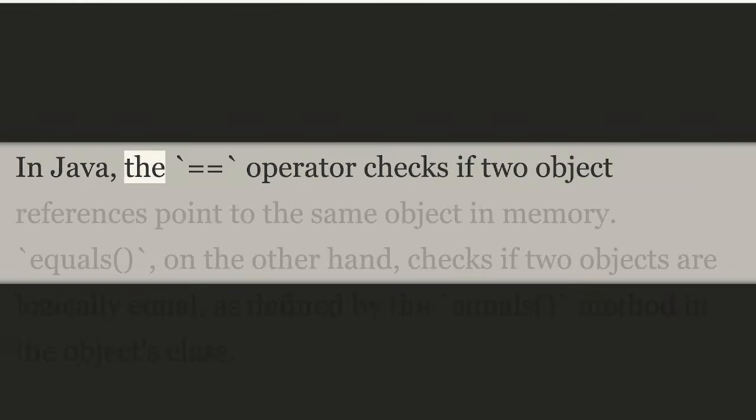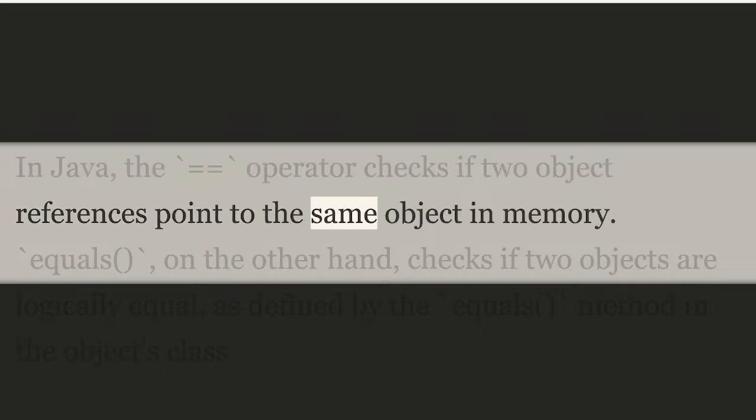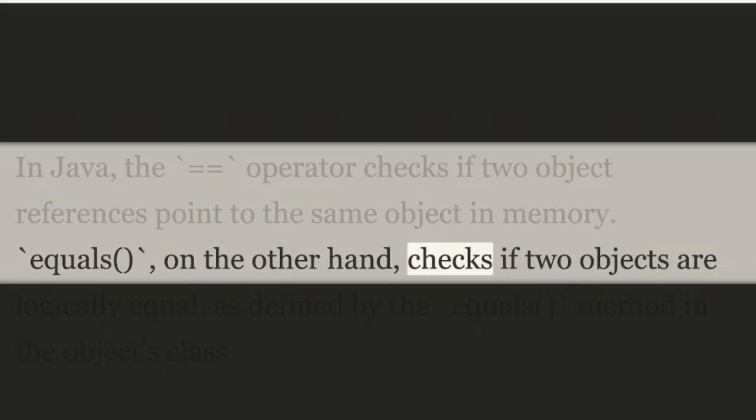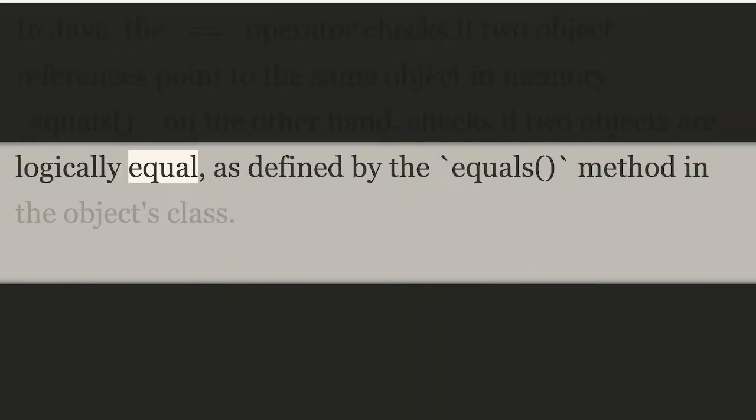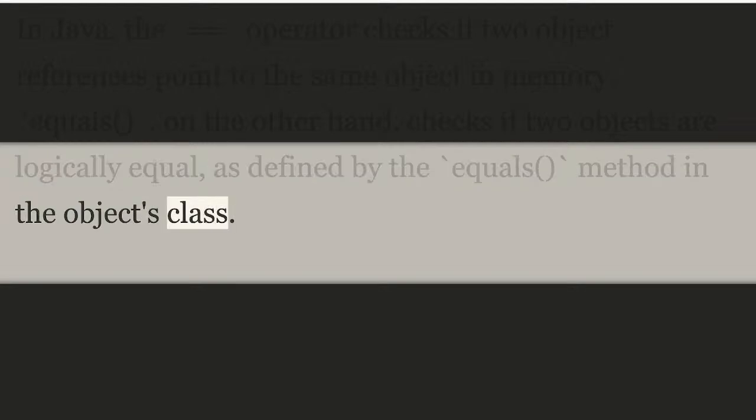In Java, the == operator checks if two object references point to the same object in memory. Equals, on the other hand, checks if two objects are logically equal, as defined by the equals method in the Object class.